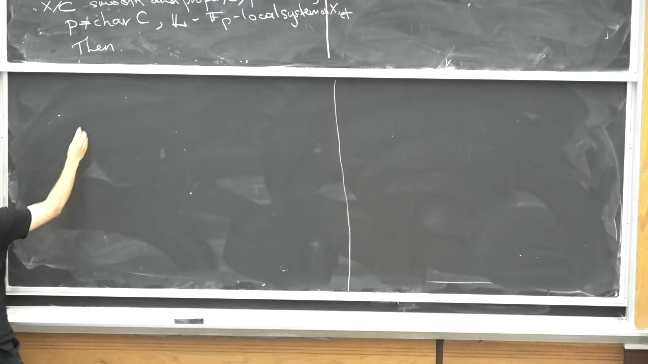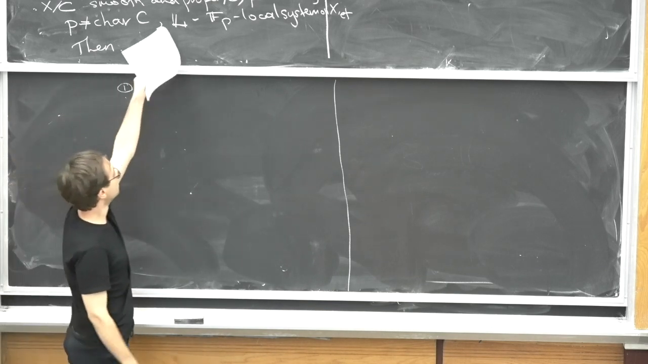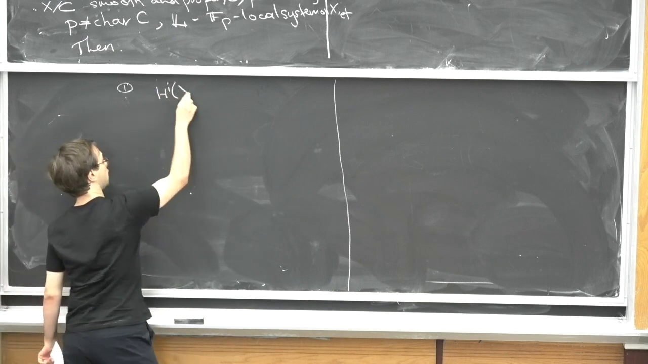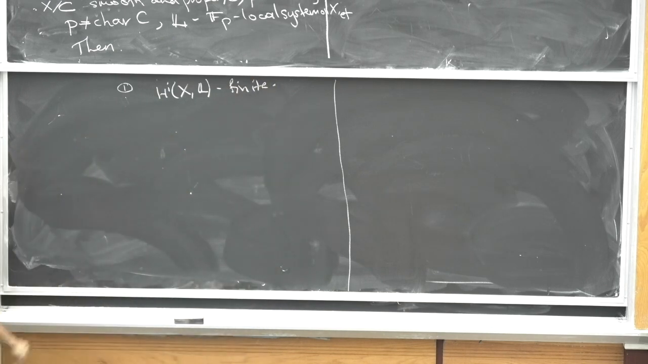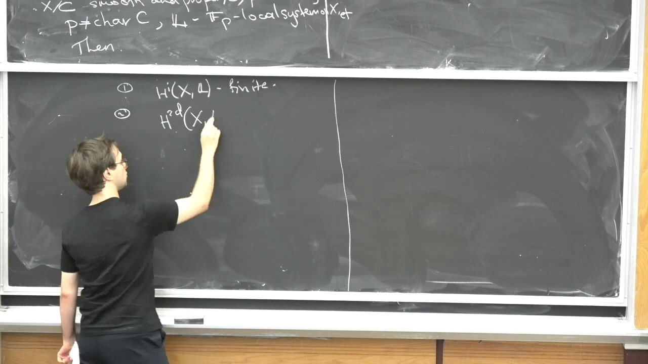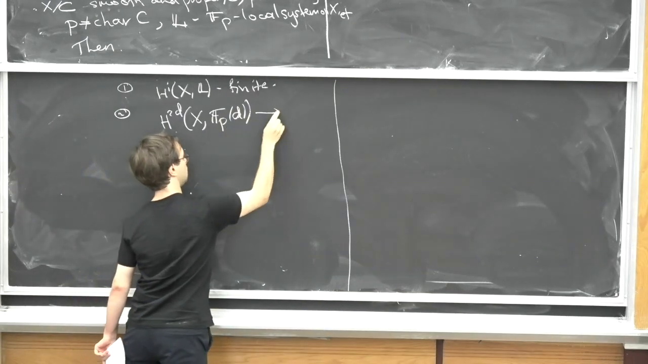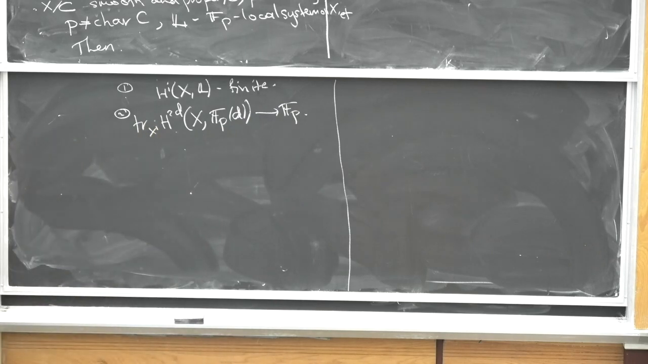There are three results I want to mention. The first one is finiteness: the étale cohomology groups of the local system L are finite F_p-vector spaces, H^i(X, L). The second one is that there is the so-called trace map, from H^{2d}(X, F_p) twisted by d to F_p. And the last and maybe the most interesting thing is that this trace map induces a perfect pairing. Let me formulate it more precisely.